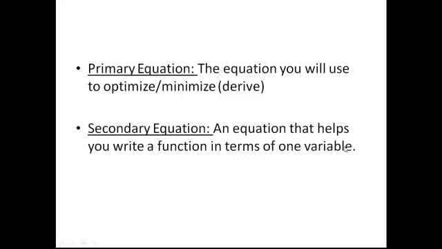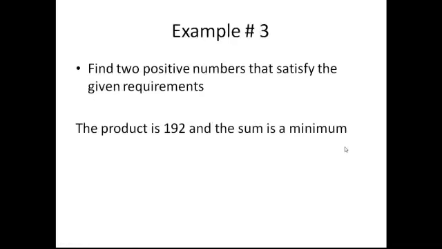There are 2 vocabulary words that I am going to use freely as I go through these examples, so I do expect you to know these. Primary equations are going to be the equations that you use to maximize or minimize a situation. So this is the function that you're actually going to be deriving. That's the primary equation. That's the one that you want to minimize or maximize. The secondary equation is just going to be an equation that may be needed in order to help you write the primary equation, so that it is in terms of one variable. You'll see what I mean as I go through these. So here we go. We're going to start right into it.